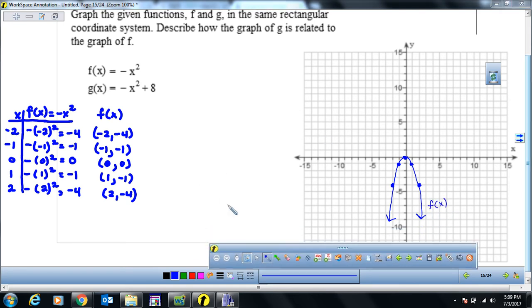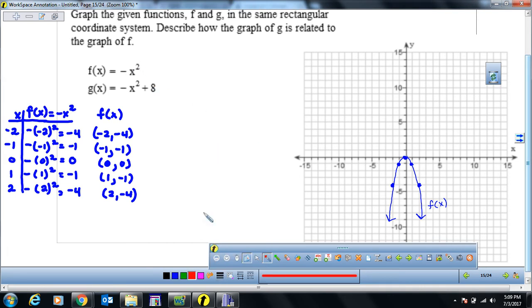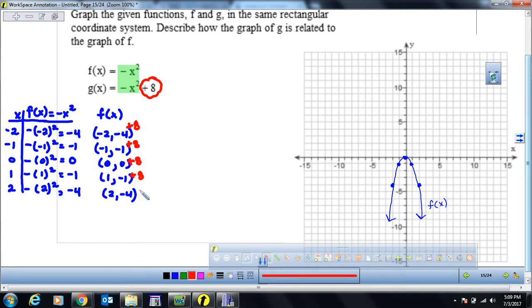Now, to create the graph of g of x, we're going to do what I told you to do, which is, you see that these two functions have the exact same equation, -x squared. The only difference on g of x is that g of x has a +8. We notice that this constant is going to have an effect on the graph. It is going to be added to the y values. If we recreate the table, that's what's going to happen. It is the same thing as adding this number to the y value. So instead of recreating the table again, that's all I'm going to do to make it easier.